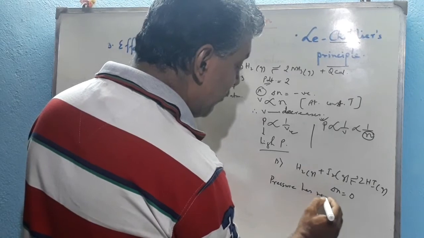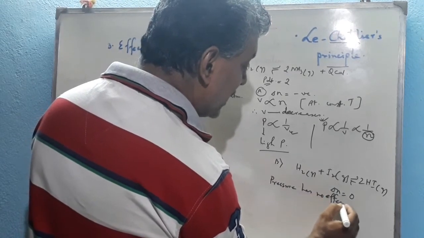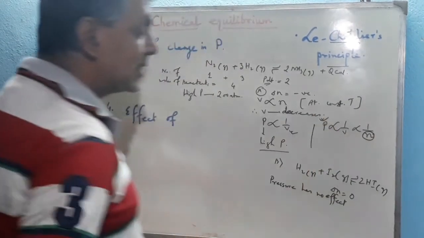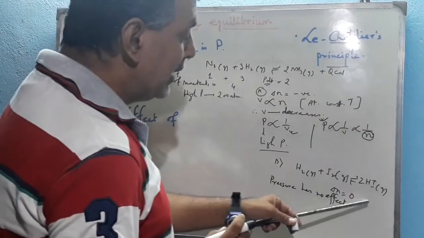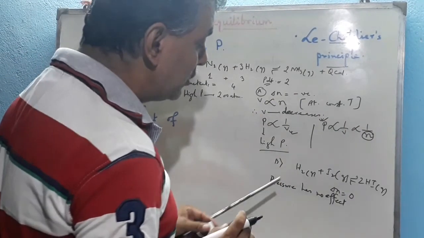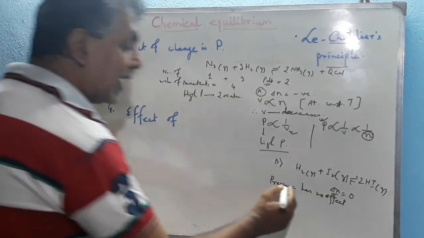Pressure has no effect, because we know that with the decrease in the number of moles, pressure increases. With the increase in the number of moles, pressure decreases. But if the change in number of moles remains the same on both sides, then pressure has no effect.